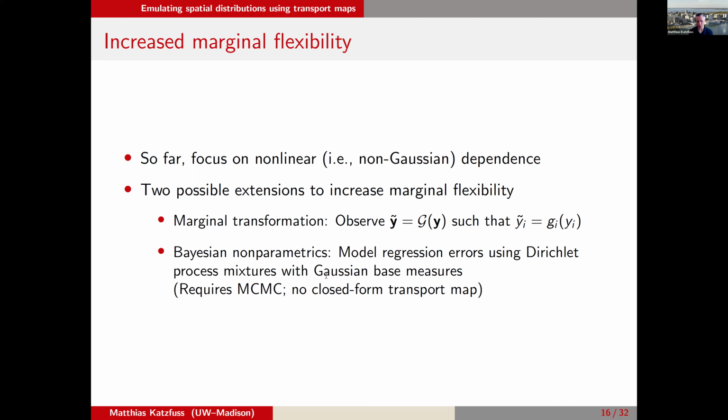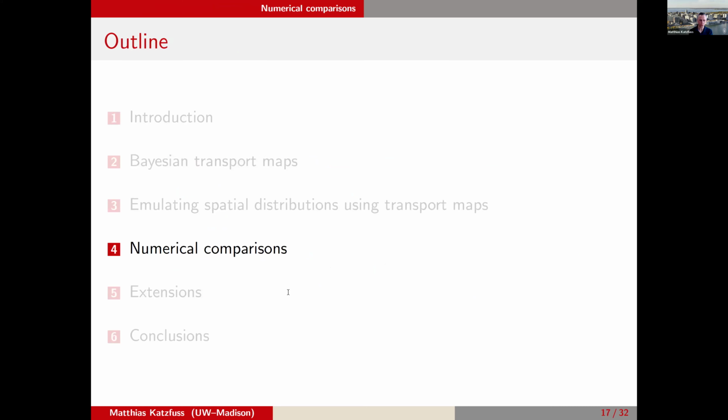So that gives us a lot of extra flexibility, but it comes at a cost of having to do MCMC. There's no closed form transport map anymore. It just becomes a lot more expensive and complicated and ugly to handle. But that would be one way of doing this. I'm also currently working with a student on other ways that are also quite flexible, but maybe not as computationally cumbersome, to increase the marginal flexibility.